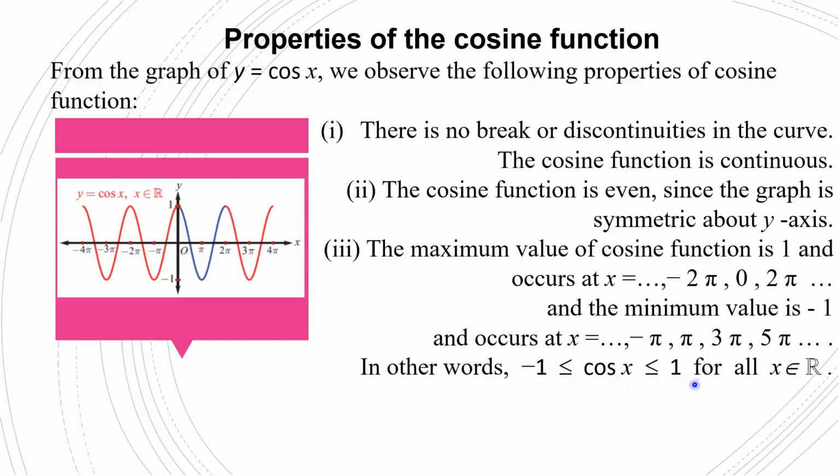So the meaning is that the value of cos x lies from -1 to 1. That is the closed interval of -1 to 1, for all x belongs to R. R represents the real numbers. Whatever number we put in place of x, the answers will only be from -1 to 1.